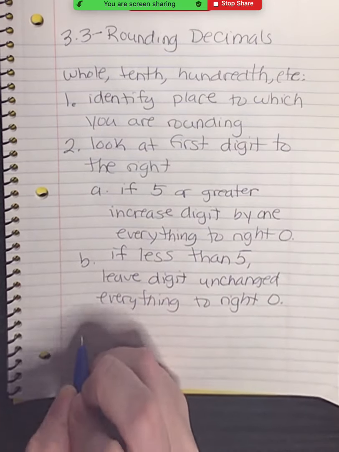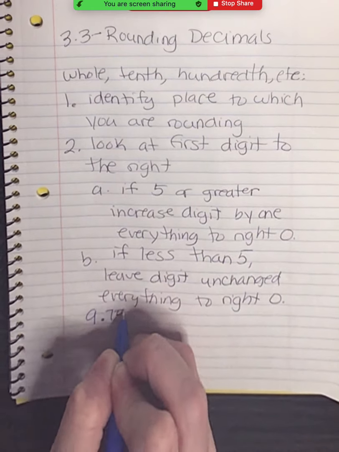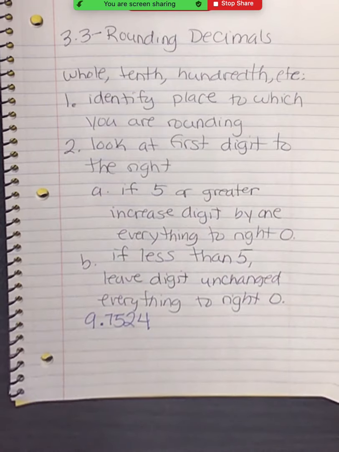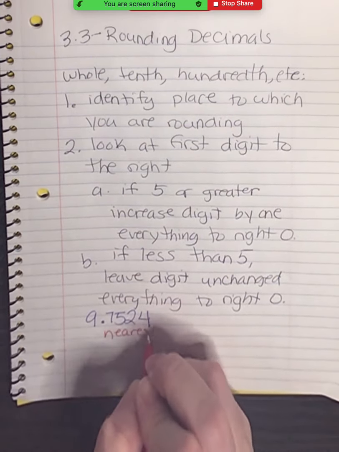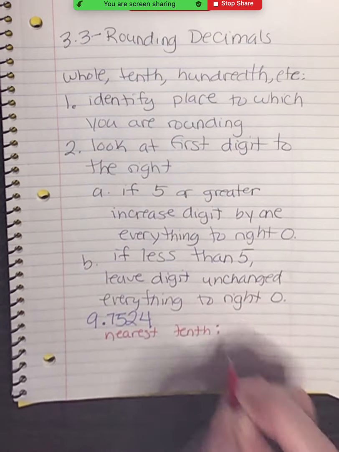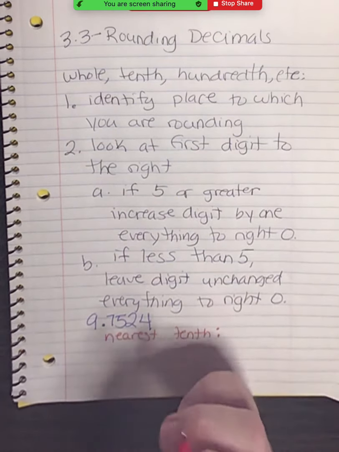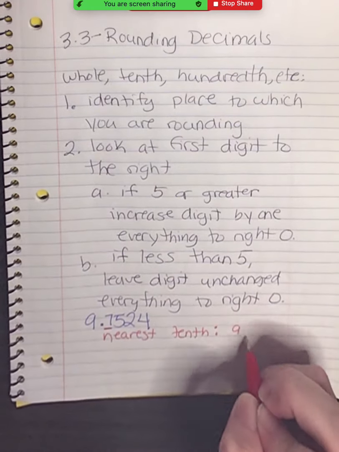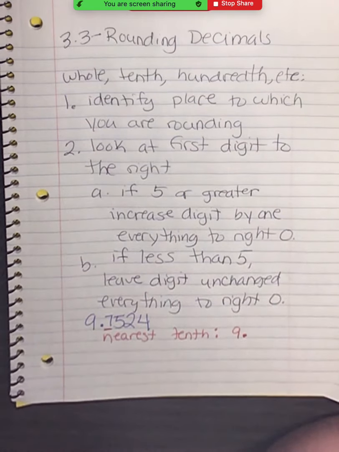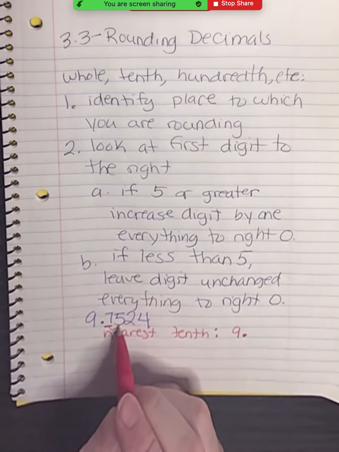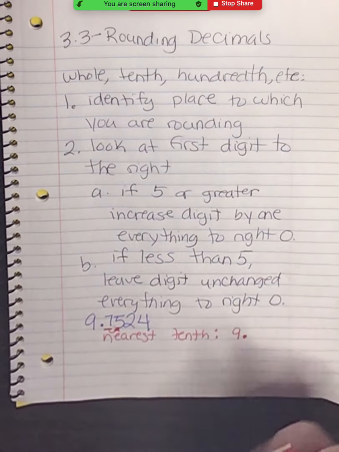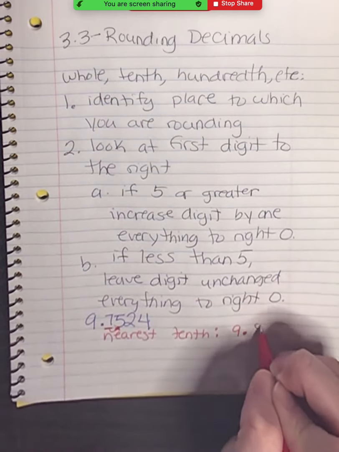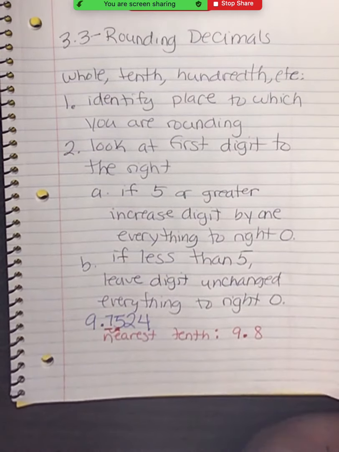We have 9.7524. We want to round that to the nearest tenth. Okay? Well, the 7 is in the tenths place. So we have 9 point, we don't know it yet. We look to the right, it's a 5. Okay? So it's greater. So it's in the first one here. So we're going to take the 7 and make it an 8, and then everything to the right becomes a 0.